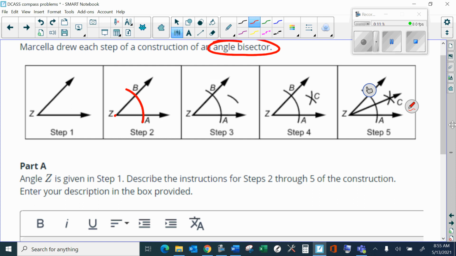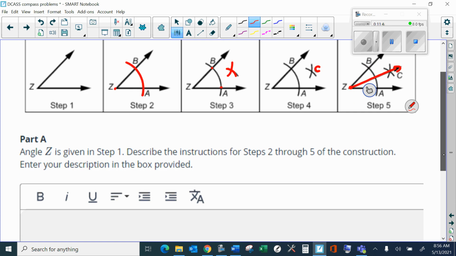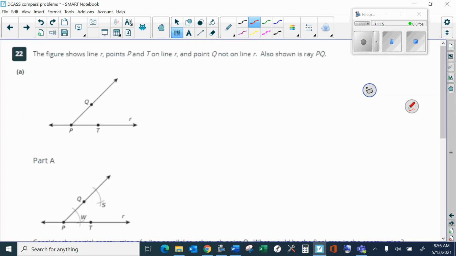Step 3, label points A and B. From points A and B, open the compass up more than halfway, draw an arc, and turn around and put the pointer on B, draw an arc in the interior of the angle, so it's inside the angle. Step 4 would be label that point C. Step 5 would say now draw a ray from Z through point C. That's what you would type out in your box down here.